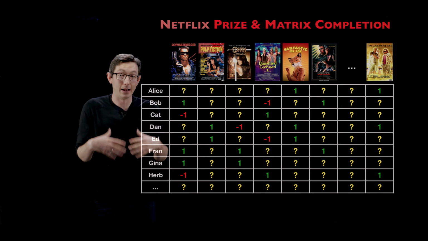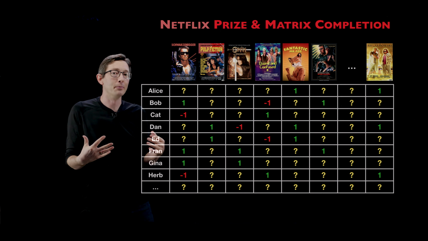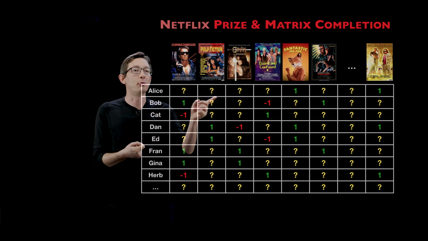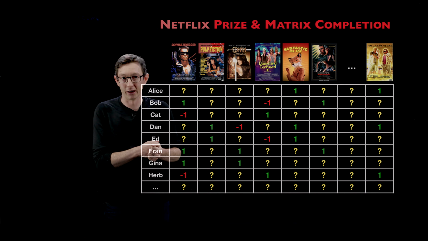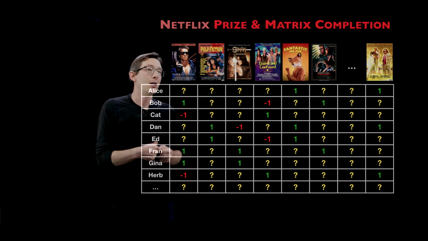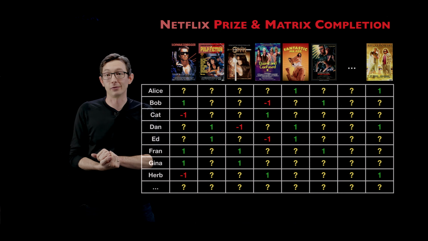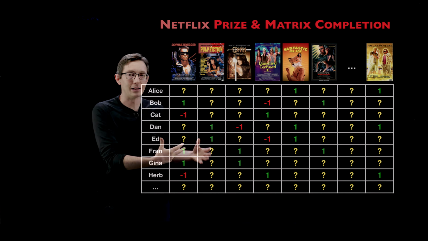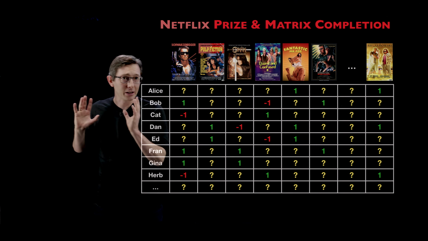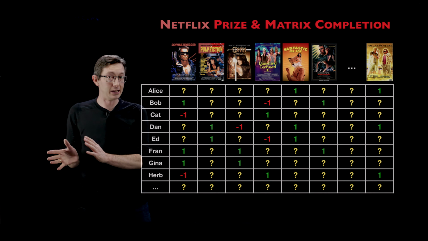And what Netflix and other recommender systems would love to do is infer what Alice would probably think about Pulp Fiction, or what Bob would probably think about the Fantastic Mr. Fox. So they want to fill in all of these missing values. And that's a very closely related problem to the RPCA problem.